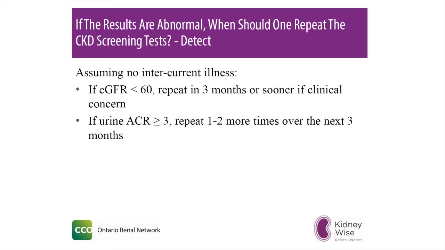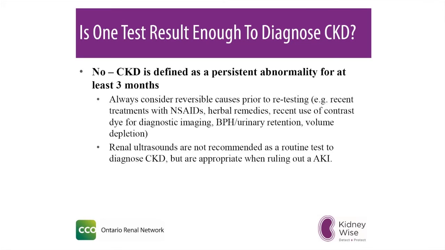The main point of this slide is that you still want to use your clinical acumen to determine if your first result that is abnormal could wait 3 months to be repeated or if a more urgent workup is required. So, as a reminder, if you get a first result eGFR or urine ACR that is abnormal, one test is not enough to diagnose chronic kidney disease. The abnormal results need to persist for at least 3 months and have to be repeated at that time in order to make the diagnosis.